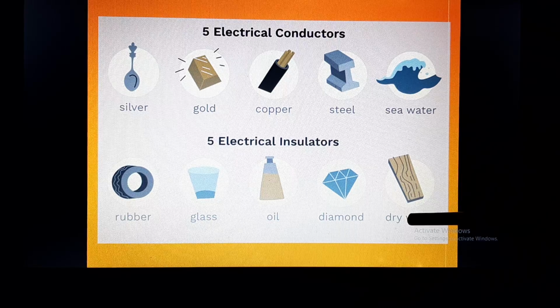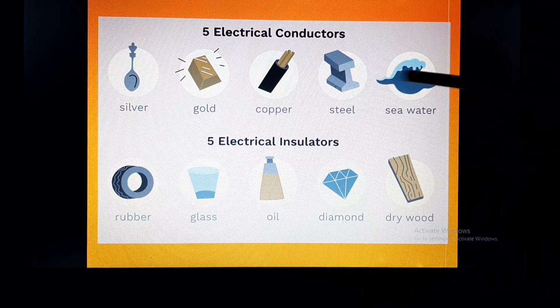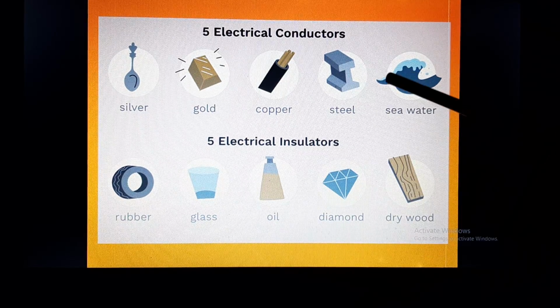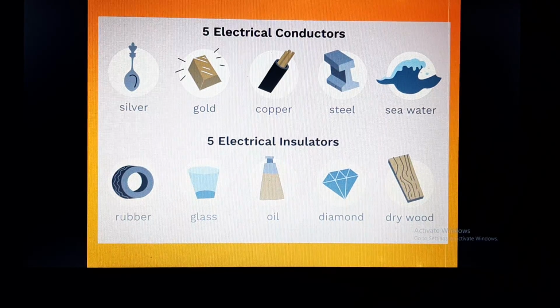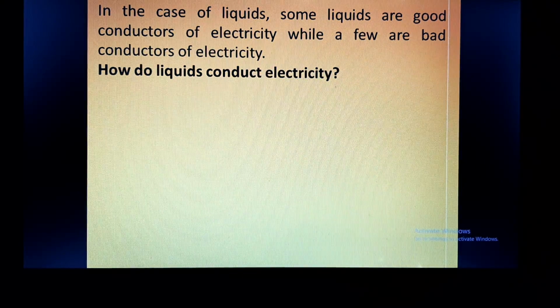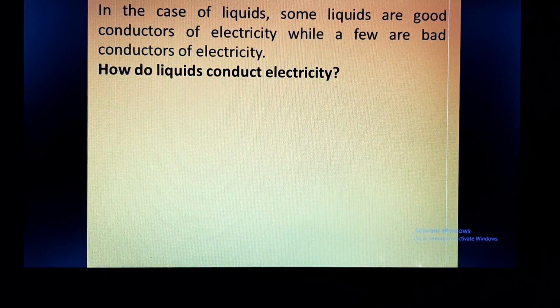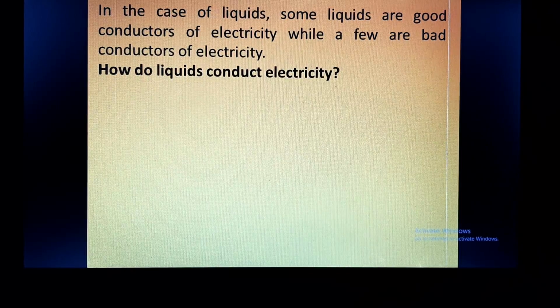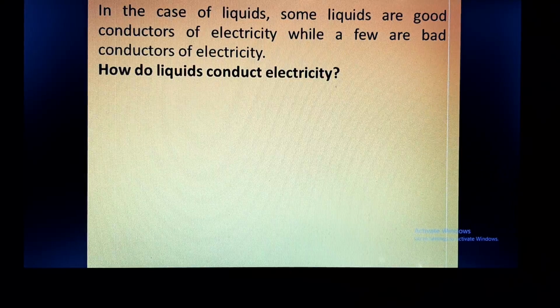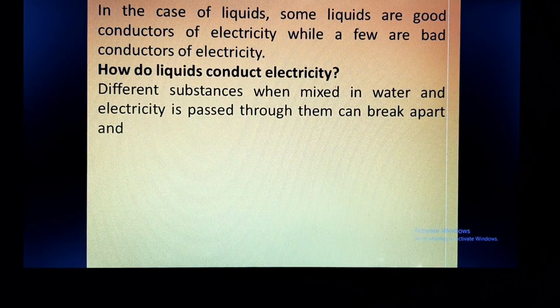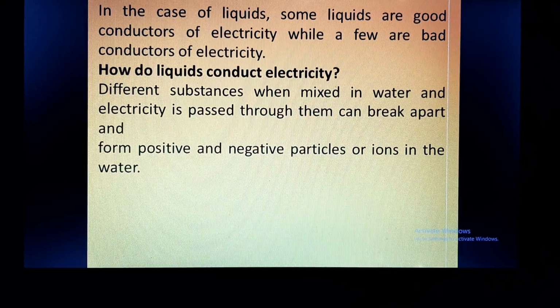From this we can derive that sea water, which is a liquid, and oil, which is also a liquid, one can be a conductor and the other an insulator. So liquids can also conduct electricity. Some liquids are good conductors of electricity while some are bad conductors. Now the question arises, how do liquids conduct electricity? Different substances when mixed in water and electricity is passed through them can break apart and form positive and negative particles or ions in the water.